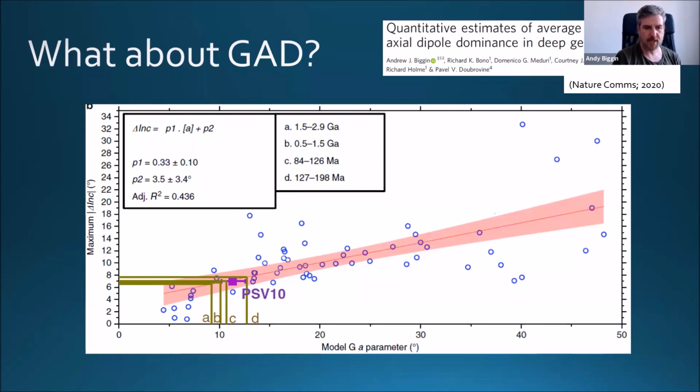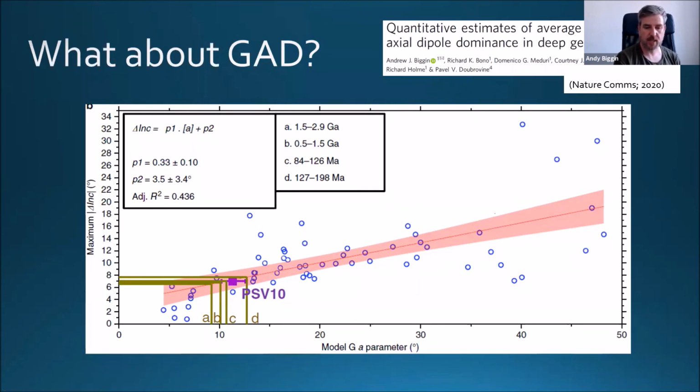So this plot is looking at a measure of how GAD-like the field is, using the inclination anomaly, so the extent to which your expected inclination from GAD is discrepant from that which you observe at the latitude. Okay, and here the models do not show quite such a strong correlation, but it is statistically significant. Now, more reassuring, we know both of these things for the last 10 million years, and that's plotted here as this purple point, and that falls right bang on this trend.